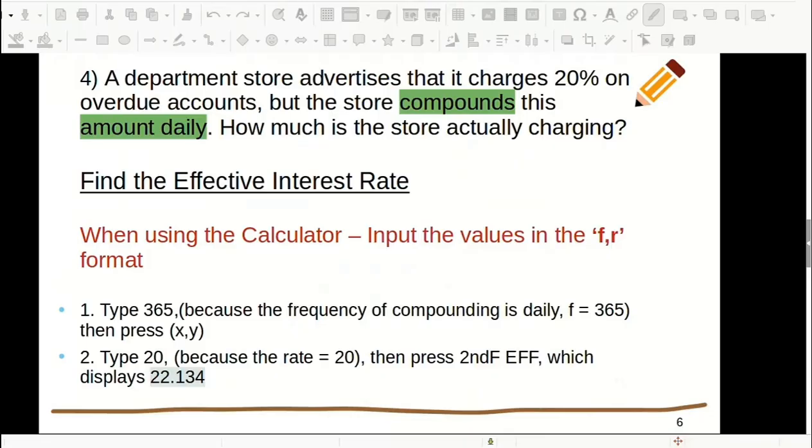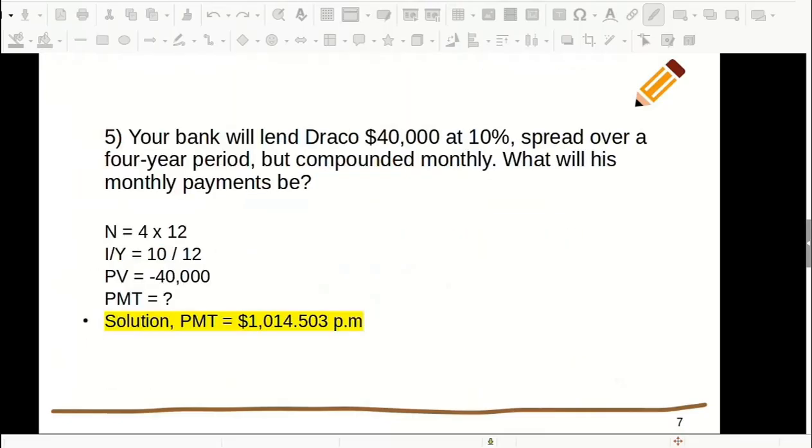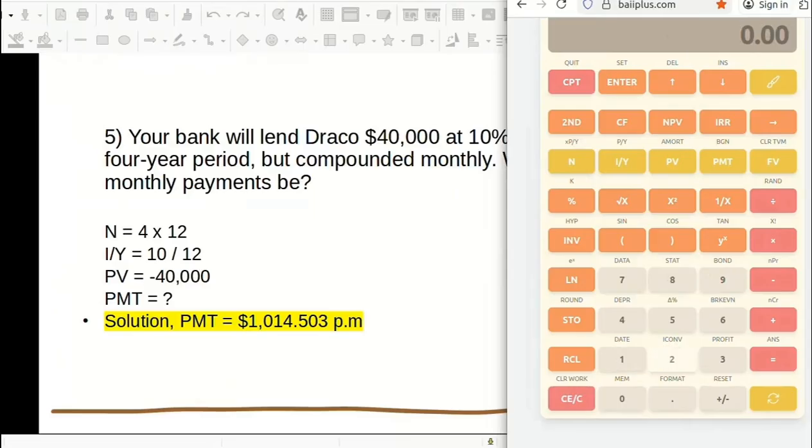The final question is, your bank will lend Draco $40,000 at 10%, spread over a 4-year period, but compounded monthly. What will his monthly payments be? So do the calculations as follows. N is 4 times 12. Why? Because for each year, the interest is compounded monthly. Therefore, for 4 years, it is 4 times 12. I/Y is 10 divided by 12. Minus 40,000 is your present value. Now compute the PMT. PMT is $1014.50. Therefore, his monthly payments must be $1014.50.